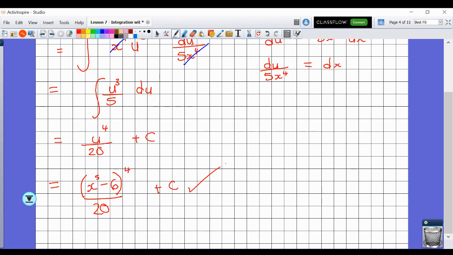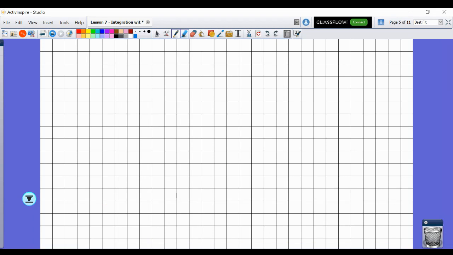Okay, I've got 3 more to go through with you. So this is number 3, and we're integrating x bracket 4x take 3 close bracket to the power of 5. Okay, have a look at this. Have a wee think in your head what you're going to let u equal to. And you're probably correct. It's the bit inside the brackets. So u is going to be 4x take 3. Okay, so feel free to pause this video at this stage and try the next part by yourself.